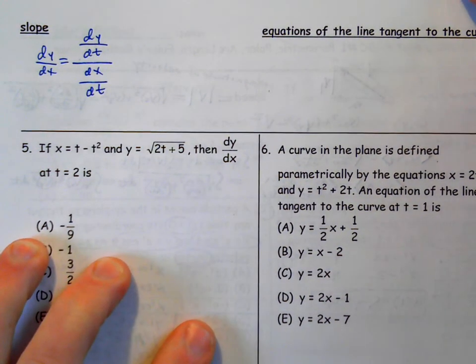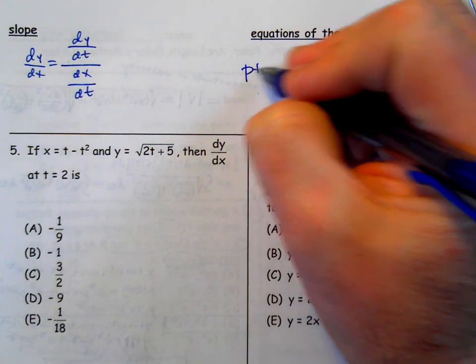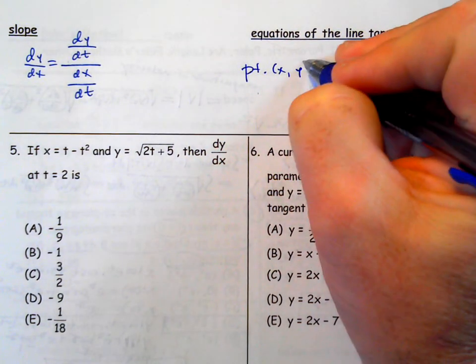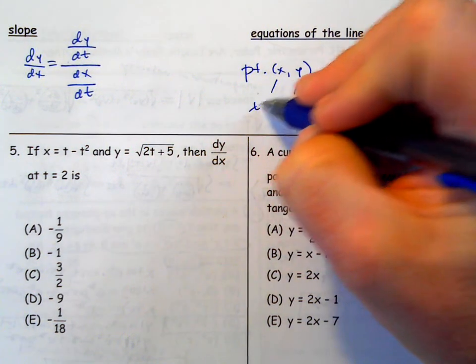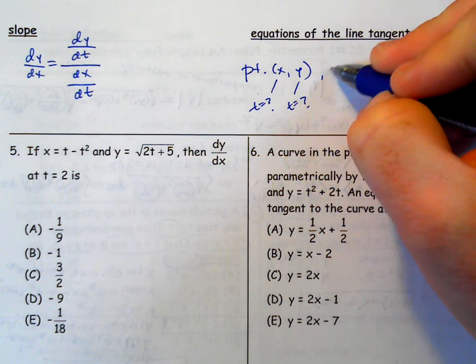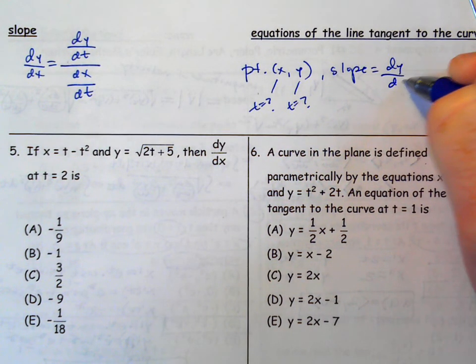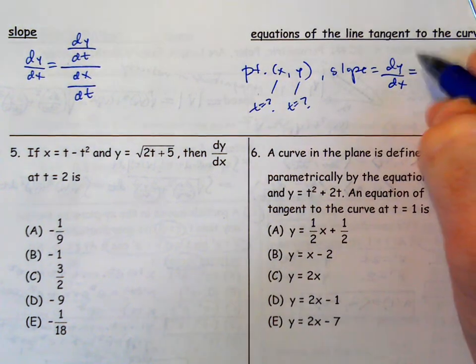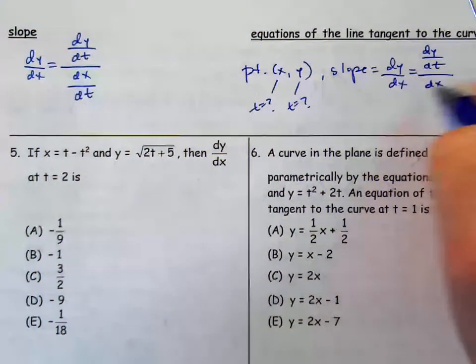Equations of a tangent line to the curve, same deal as always. You need a point, an xy pair, which you'd have to find each of these separately at some time value. And then you would also need the slope, which is dy dx. And in this case, that's going to be dy dt over dx dt.